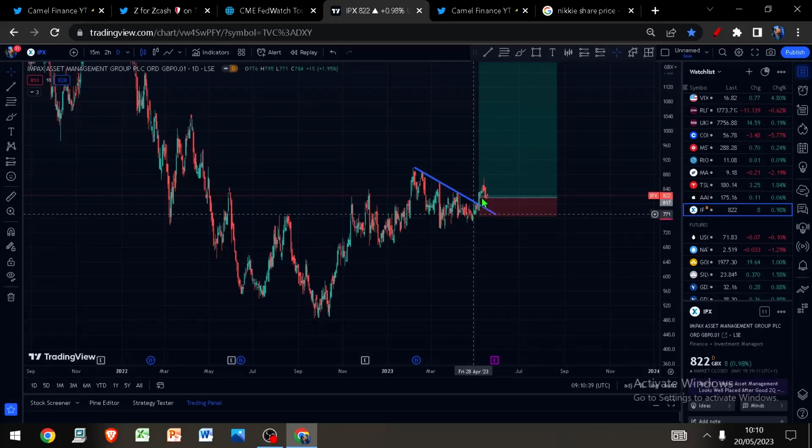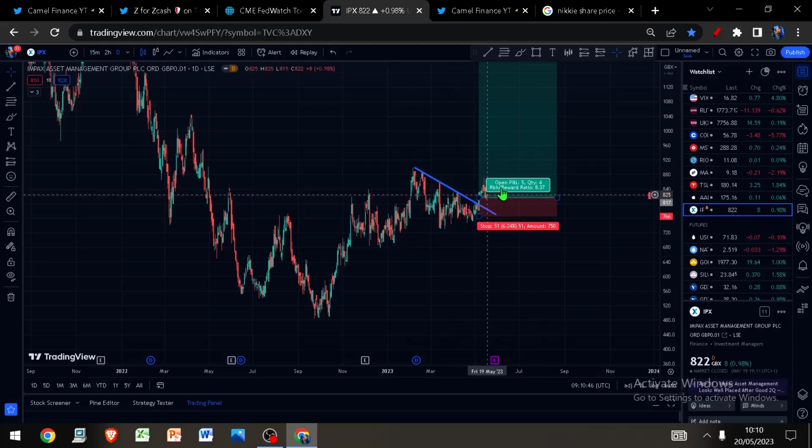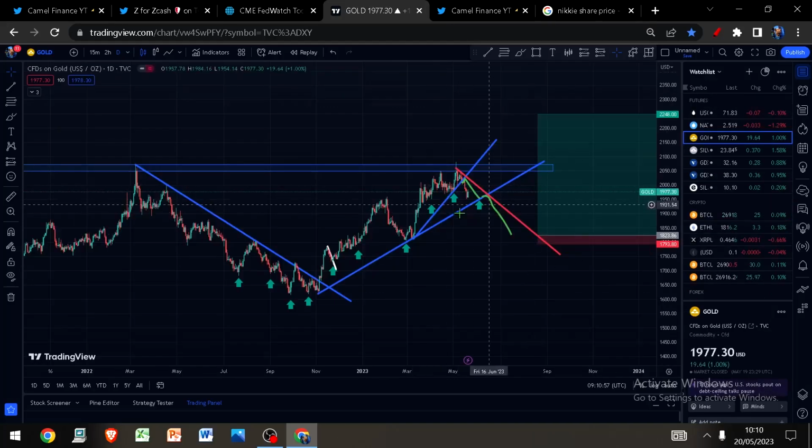Here's IPX. So we've had a breakout, retest of this sort of breakout level, and possible resumption coming in the following week. That is to be determined, but for now, we're long, we're strong, and we'll see what the market can give. Gold, there's a lot going on in this chart.